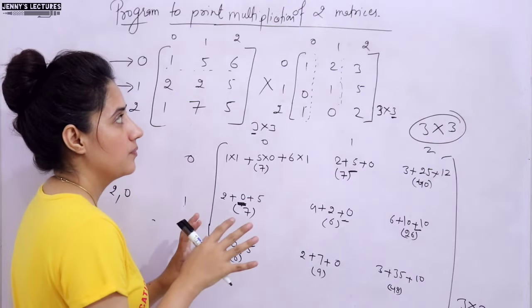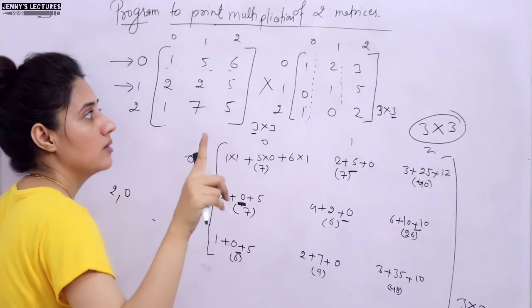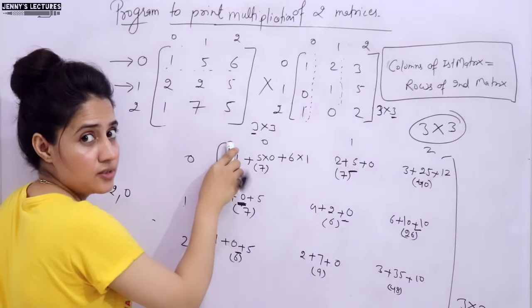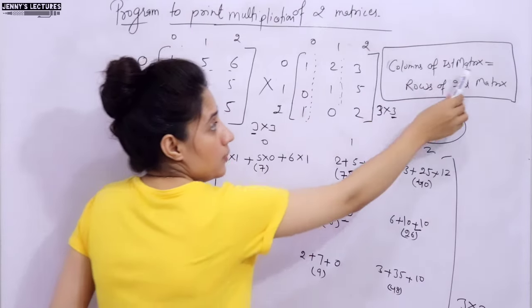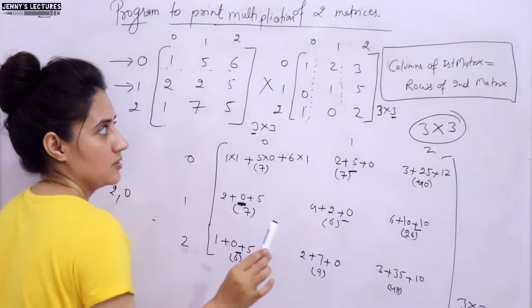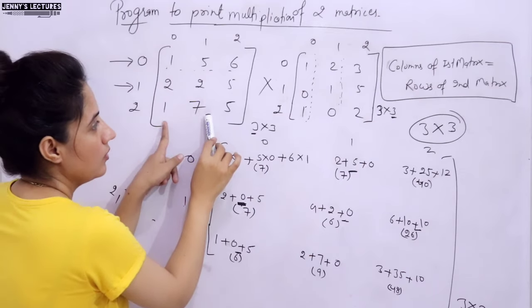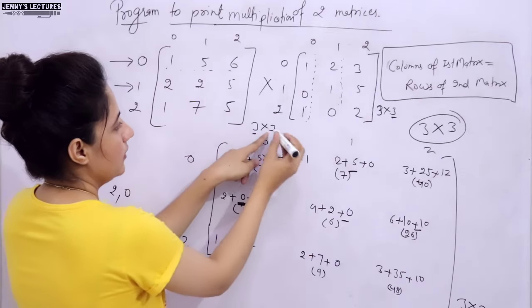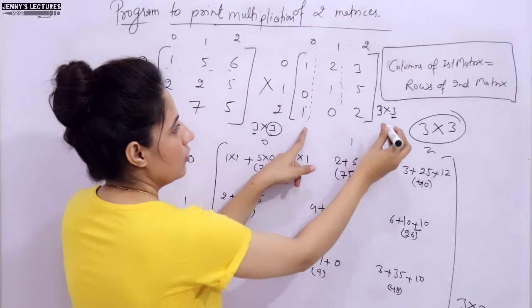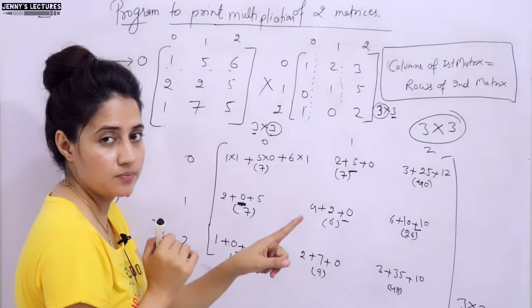Now the rule is: if you want to multiply two matrices, the must-have condition is that the columns of the first matrix must be equal to the rows of the second matrix. Here the columns of the first matrix are 3, and the rows in the second matrix are 3. Both are equal, so you can multiply these.